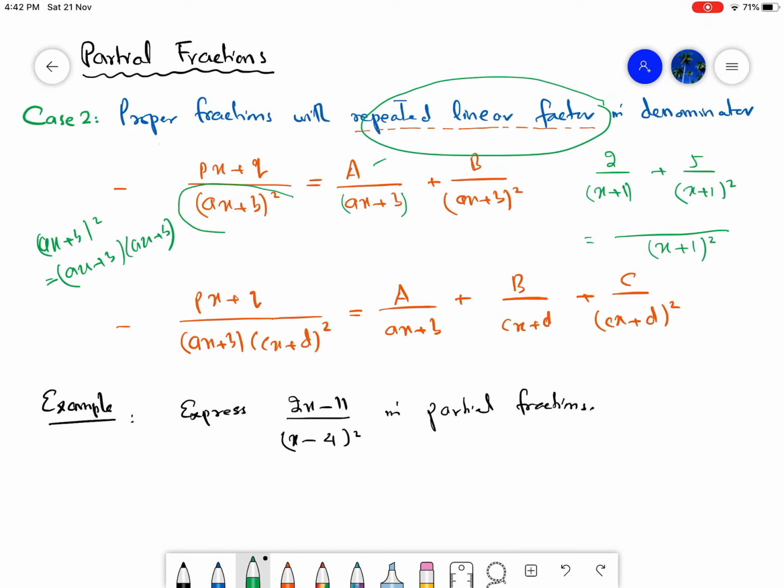So if there is a squared linear factor in the denominator, its partial fraction may include two factors. We should not ignore that. One factor is without the square and the other factor is with the square. As you can see here, this is (x + 1) power 1 and this is (x + 1) power 2, but the least common multiple is (x + 1) whole square. And then you solve it to simplify the expression. So once you do the reverse process, this will have these two factors in the form of partial fractions.